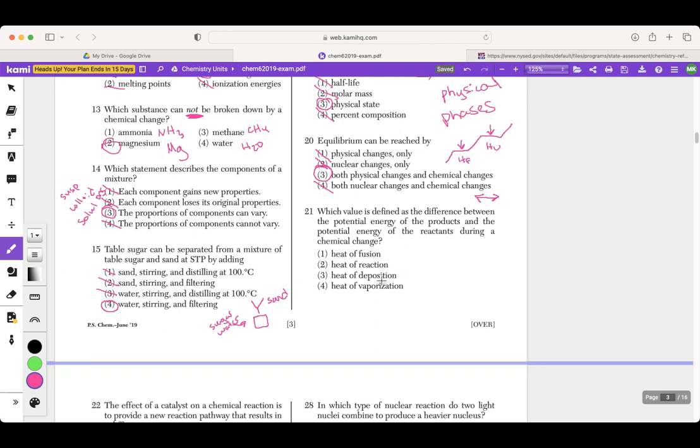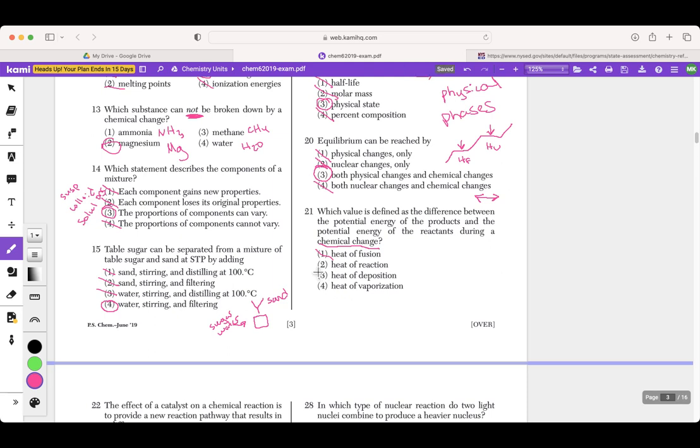21, which value is defined as the difference between the potential energy of the products and the potential energy of the reactants during a chemical change? Okay. So the difference between the potential energy of the products and the potential energy of the reactants. Well, let's pay attention to where it says chemical change. Heat of fusion, that's again melting and freezing. That's physical. Cross that out.